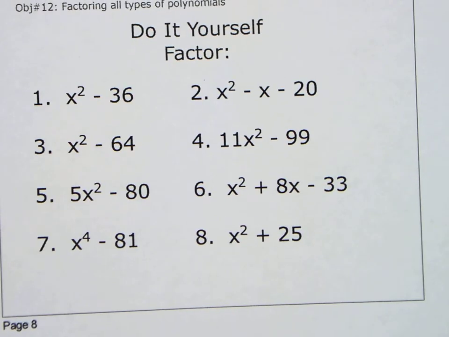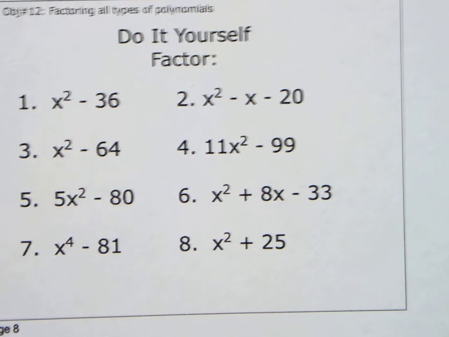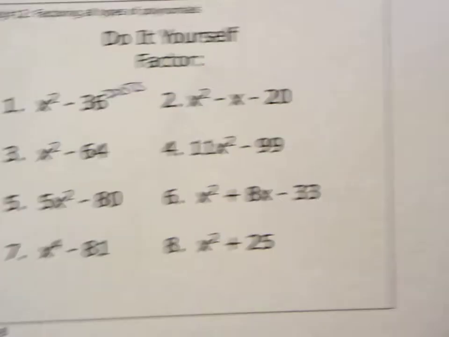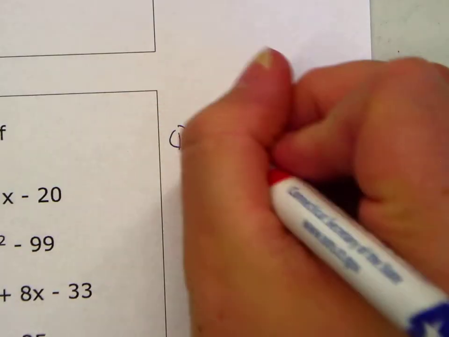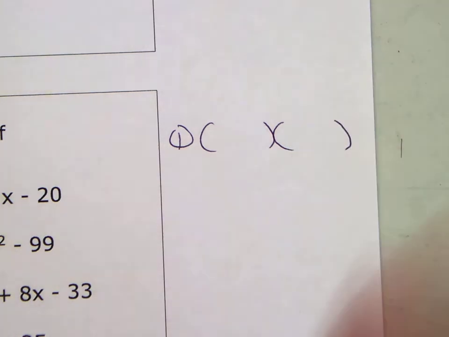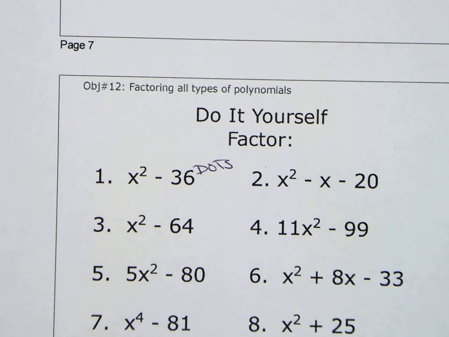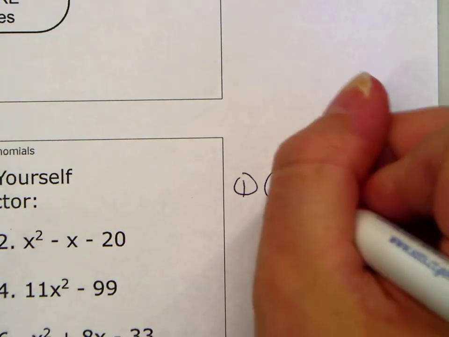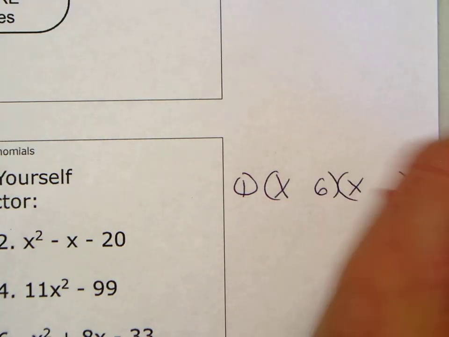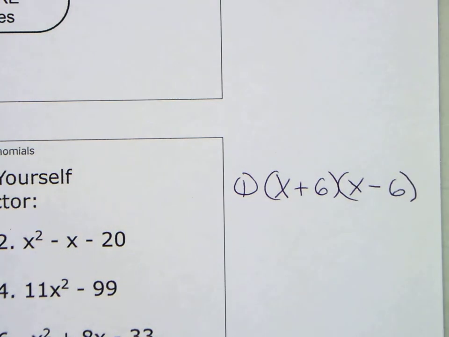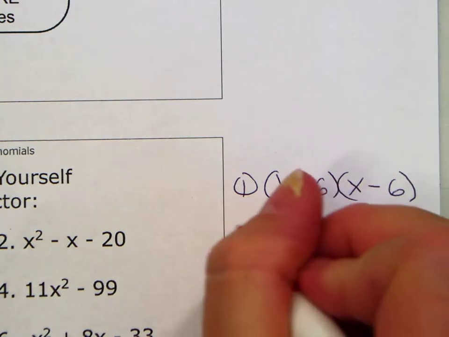Right. X squared minus 36. What kind is that? This is a dots. All right, so number 1, I'll just put the answers on the side. Number 1, x squared minus 36. What's the square root of 36? 6. So it's x plus 6, x minus 6. One's plus, one's minus. There's no ifs, ands, or buts about it.